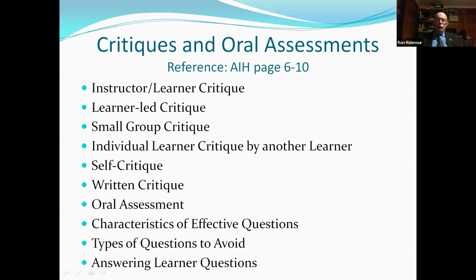Then you have to go through that. You have to critique that performance and correct it to basically 100%. It's your responsibility as instructor to critique those written assignments.